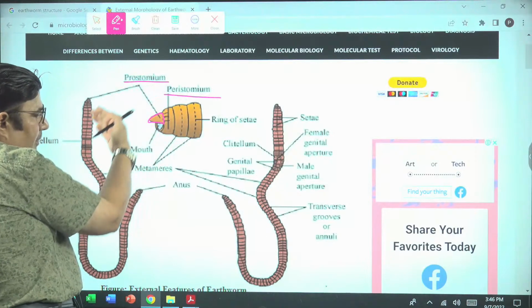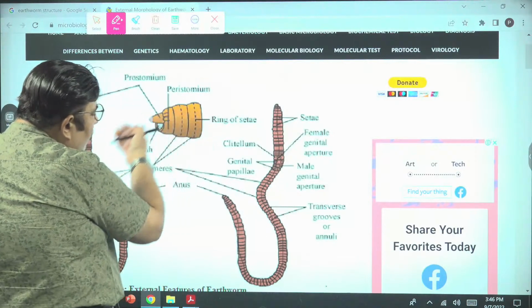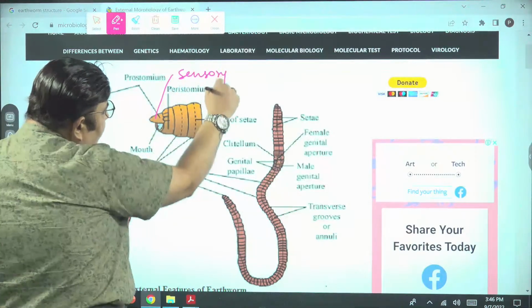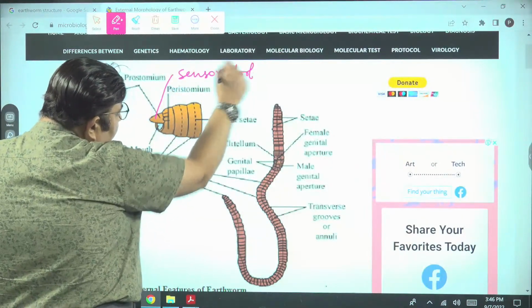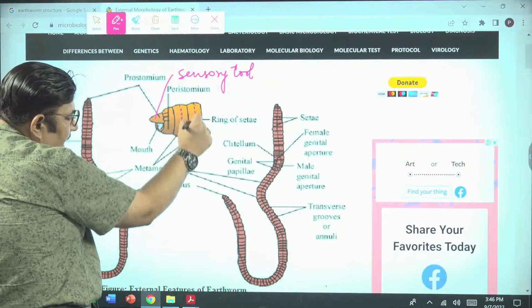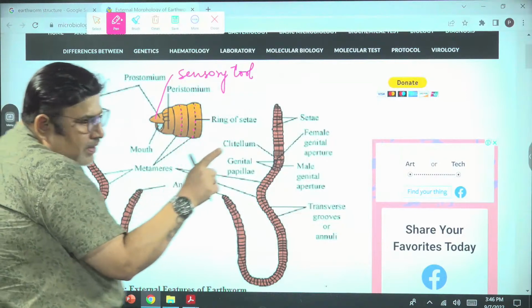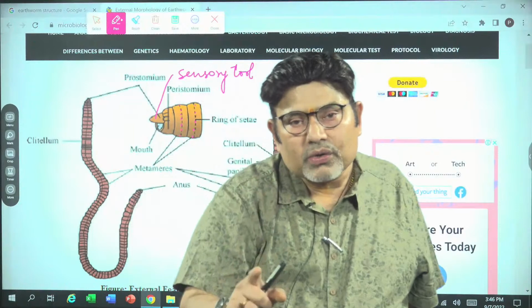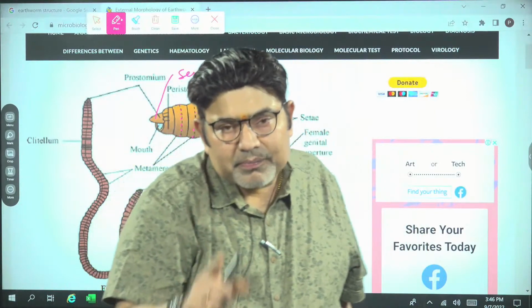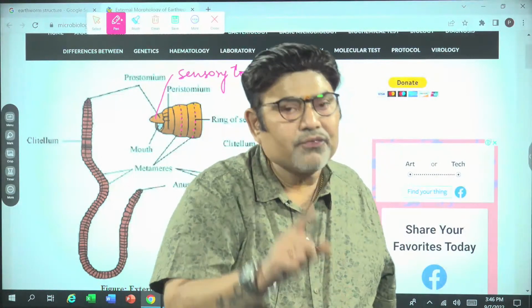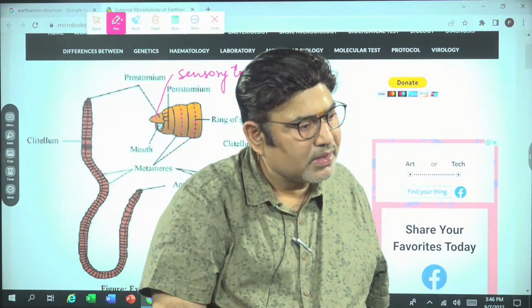Prostomium is before the peristomium, and prostomium is a sensory tool. Dear children, you can see these lines, and this is a ring of theta. Earthworm belongs to the class Oligochaeta of phylum Annelida.